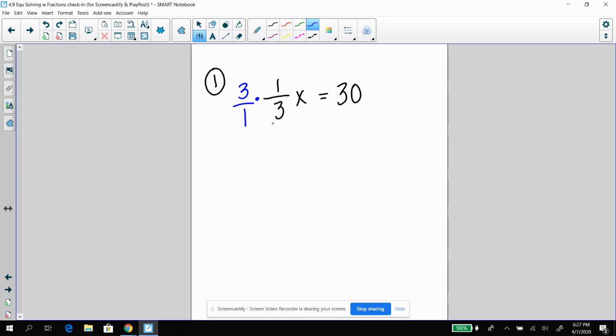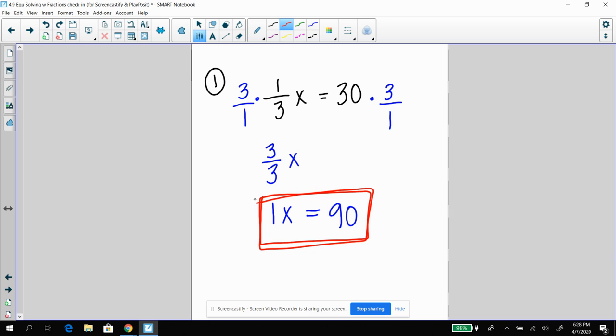So I get 3 times 1 is 3, 1 times 3 is 3. Oh my, I get 3 over 3x, which is the same thing as 1x. Excellent. So if I multiply the left-hand side by 3 over 1, I multiply the right-hand side by 3 over 1. And so 30 times 3 is 90, and I get that 1x equals 90. Hopefully you got the exact same thing.